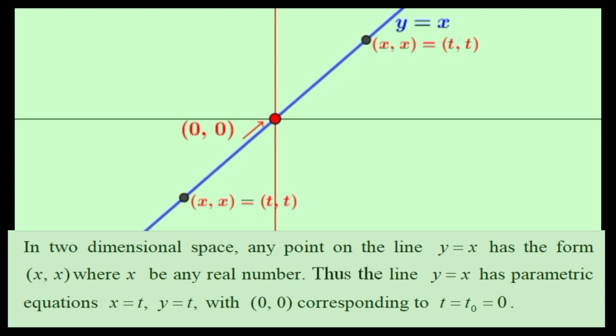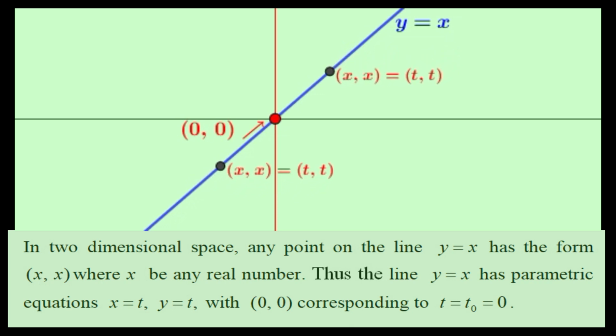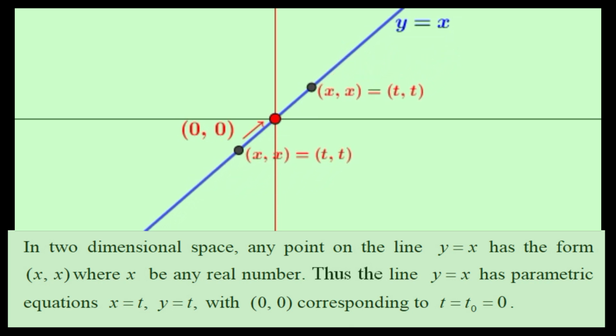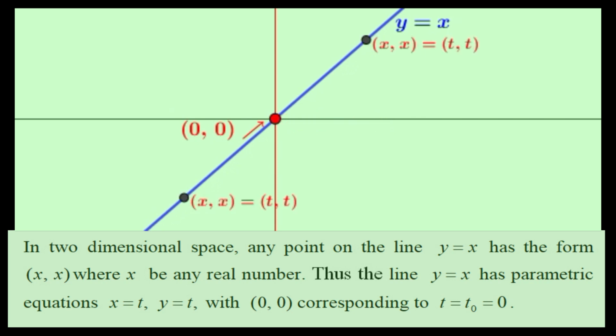In two-dimensional space, any point on the line y equals x has the form (x, x), where x is any real number. Thus, the line y equals x has parametric equations x equals t and y equals t, with (0, 0) corresponding to t equals t0 equals 0.